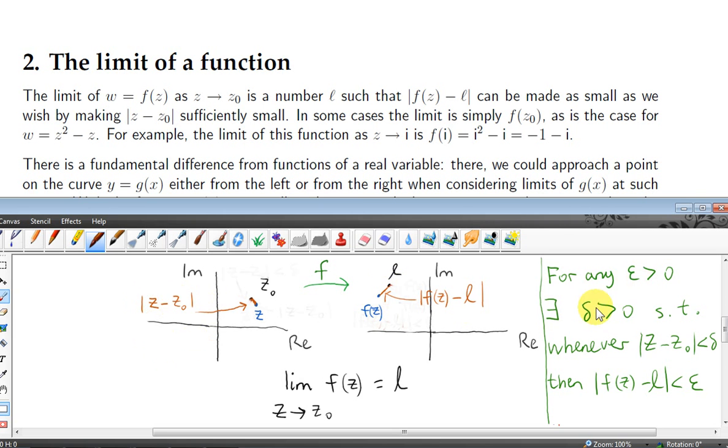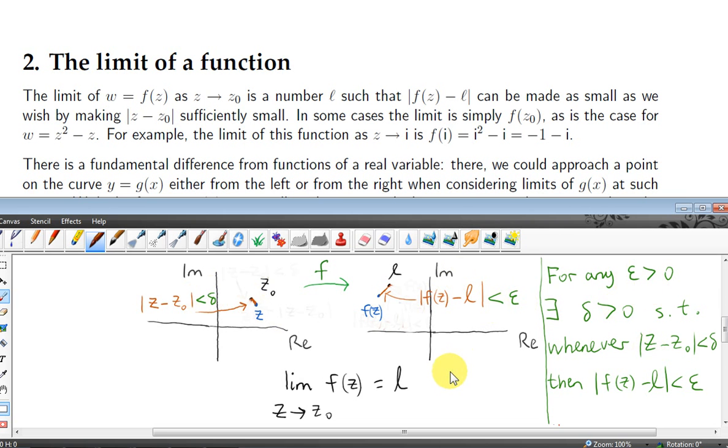Here is the epsilon delta definition of the limit of a function. So we imagine any positive number epsilon, no matter how small. For that number we can always find a new number delta, which is also positive, such that whenever the distance between z and z0 is less than delta, then the distance between f of z and L will be less than epsilon.